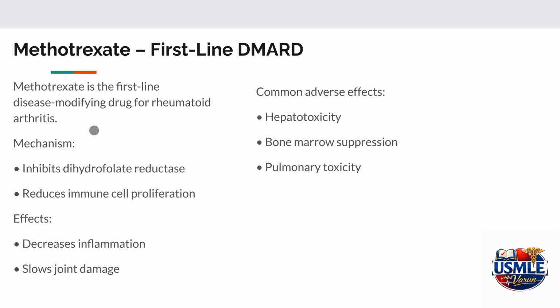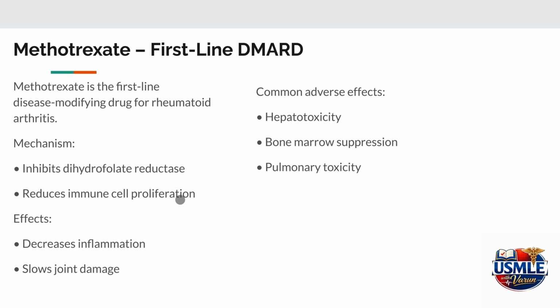Methotrexate is considered the first-line disease-modifying drug for rheumatoid arthritis. Its mechanism involves inhibition of dihydrofolate reductase, which ultimately reduces the proliferation of immune cells. By suppressing immune activity, methotrexate helps decrease inflammation and slow the progress of joint damage.